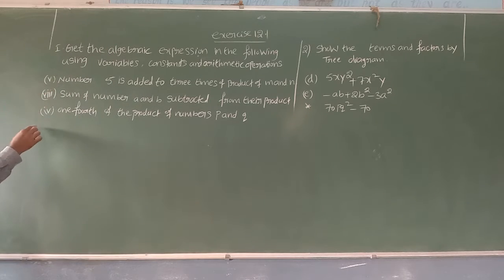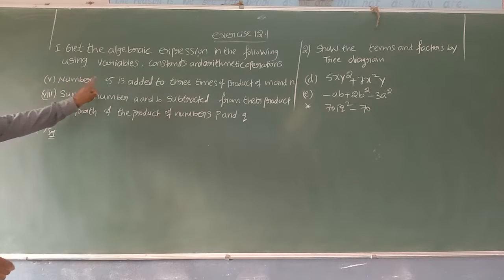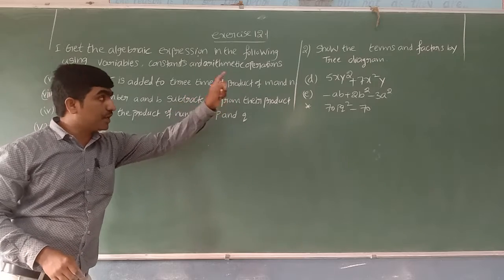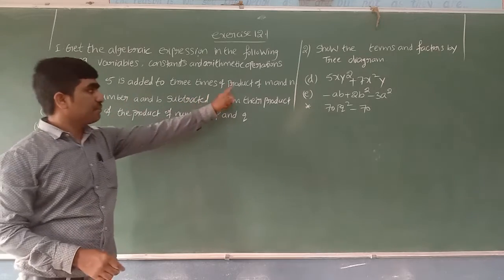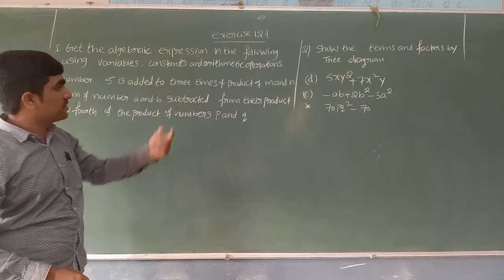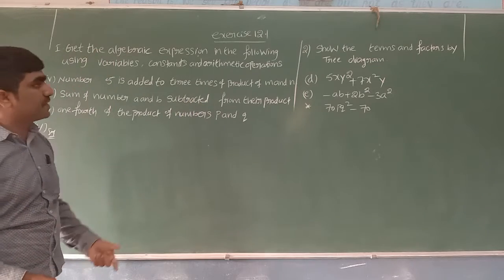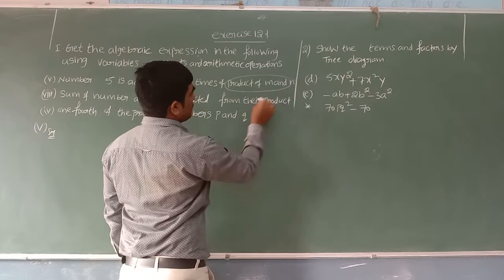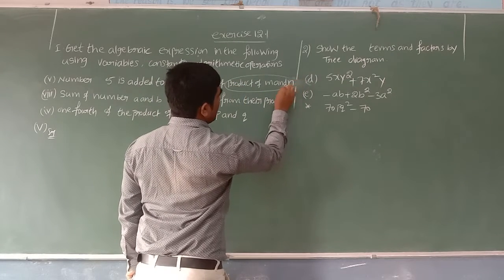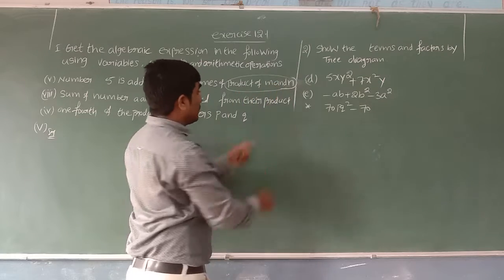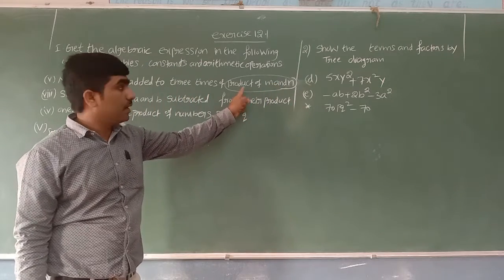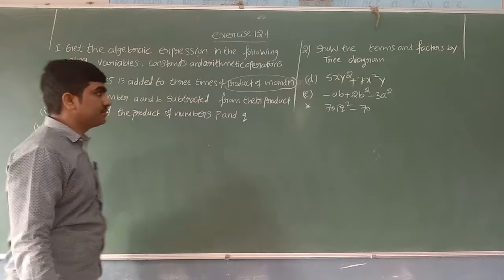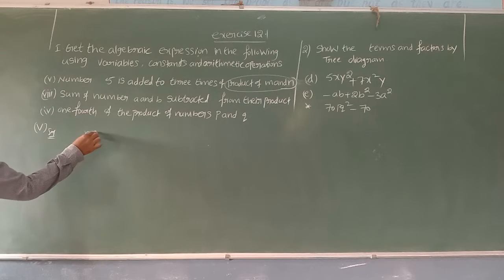Let's see the fifth one. Number 5 is added to 3 times the product of m and n. For these types of statements, to convert them into an algebraic expression, it is better to start from the back. Product of m and n. What is meant by product? Multiplication. Multiplication of m into n means m into n.